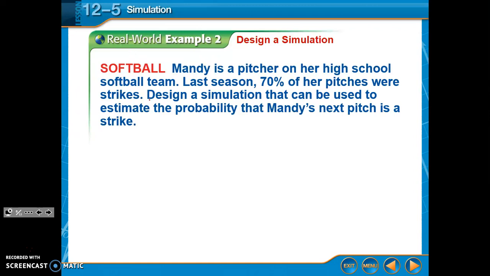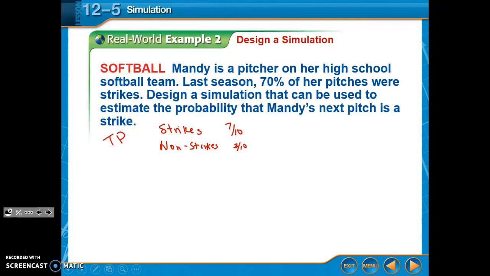So we're going to look at her theoretical probability. 70% of her pitches were strikes, so we would expect that 7 out of 10 of her pitches would be strikes. And if 7 out of 10 are strikes, then that would mean that 3 out of 10 are non-strikes. So these are our theoretical probabilities. Then we want to design a simulation that can be used to estimate the probability that Mandy's next pitch is a strike. So we want to do something to generate results completely randomly where 7 out of 10 are going to be strikes and 3 out of 10 are going to be non-strikes.